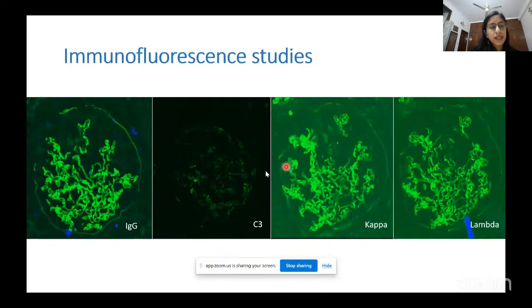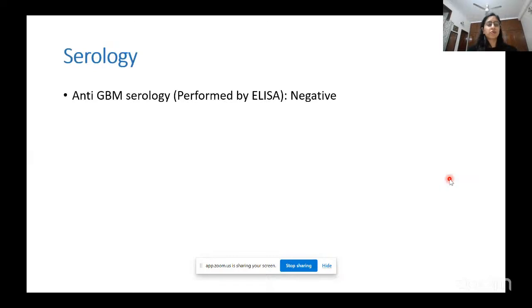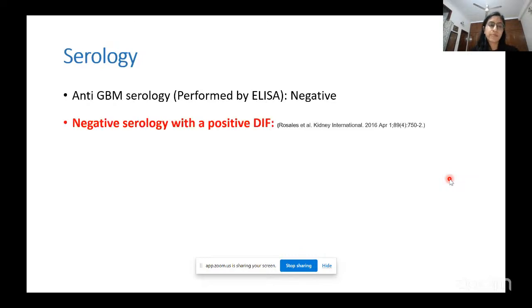When we saw the IF, the IgG showed a strong linear peripheral positivity. C3 showed about 1 plus positivity, and kappa and lambda did not show any restriction. So at this point, this case looks like a very simple, straightforward case of anti-GBM. And the next day, the serology came out to be negative. So how does this happen, that the serology is negative, but the IF is positive?